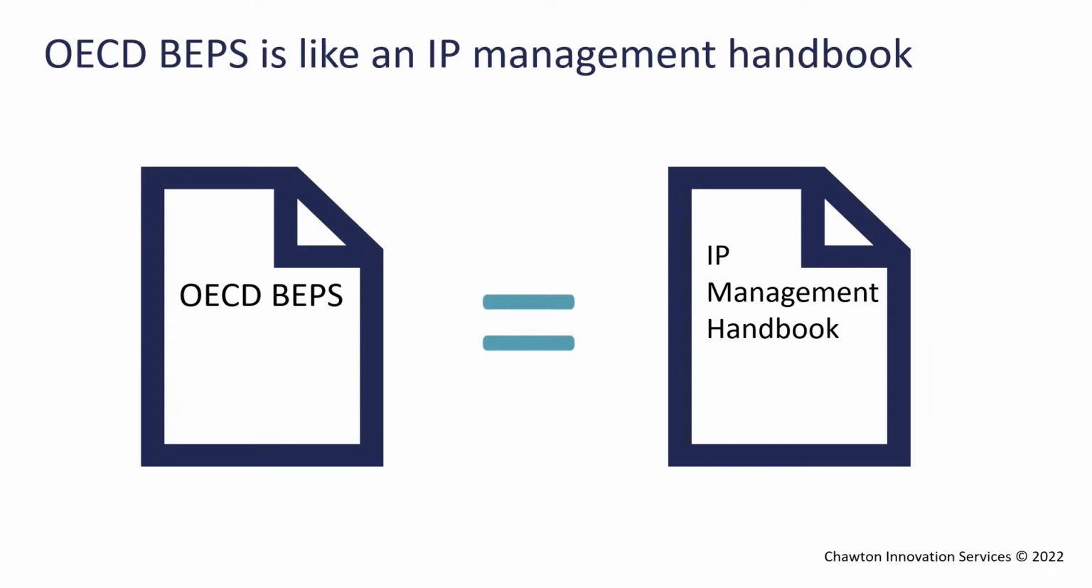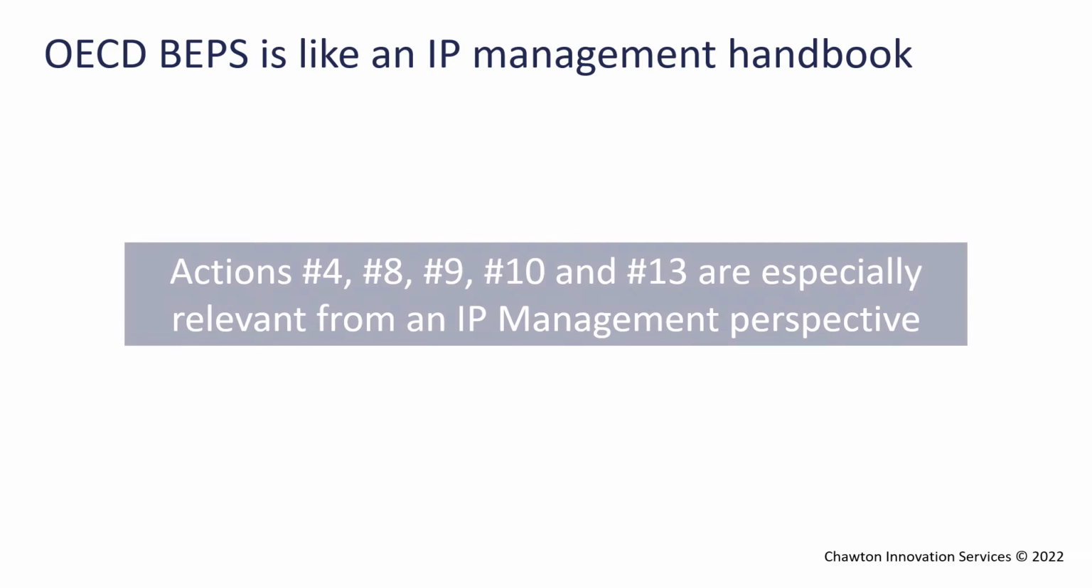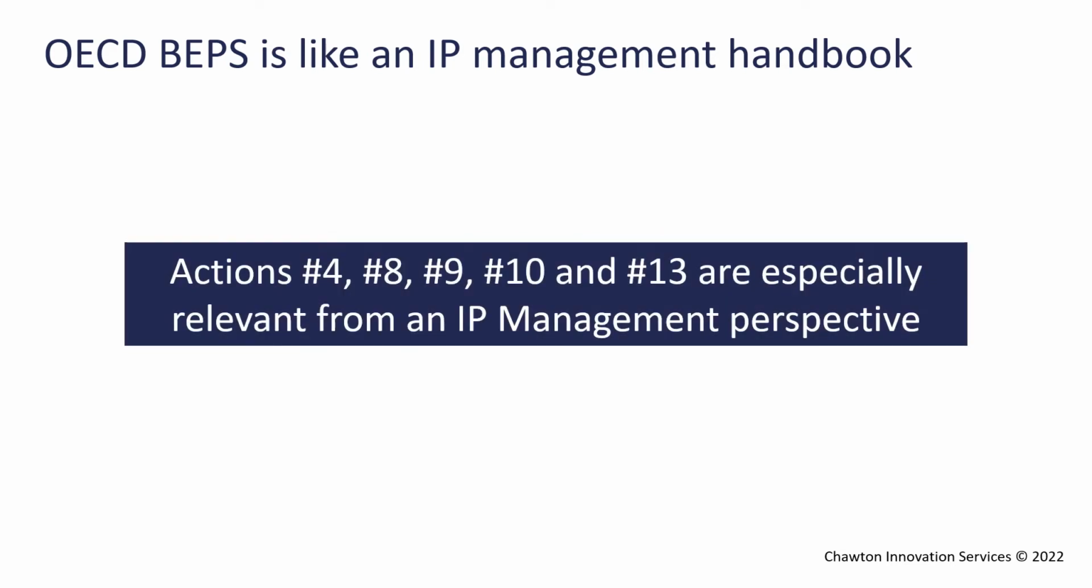OECD BEPS consists of 15 actions developed to address tax avoidance. However, looking at these 15 actions, it is clear that the OECD BEPS guidelines are not just about tax. They can be seen as an IP management handbook, dictating how companies should behave when managing their intangible assets. I suggest that OECD BEPS actions 4, 8, 9, 10, and 13 are especially relevant from an IP management perspective.